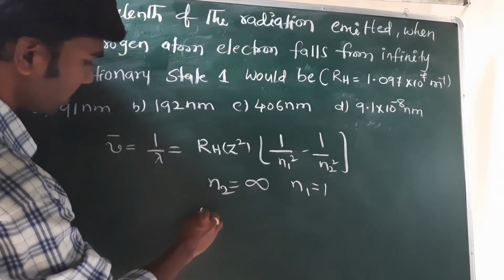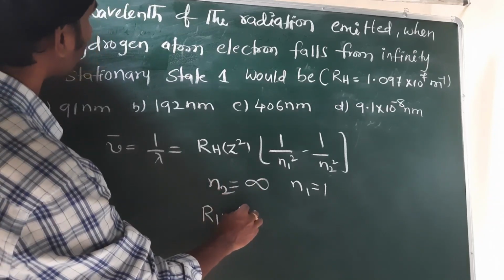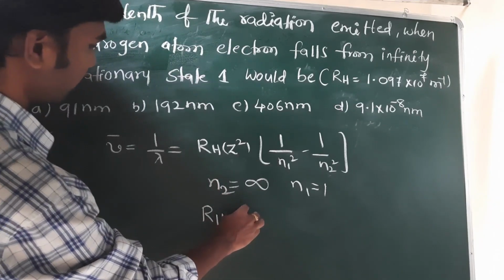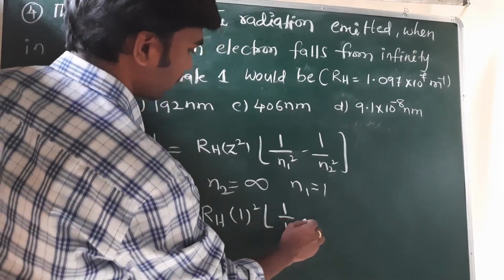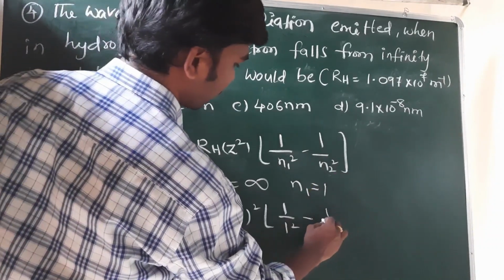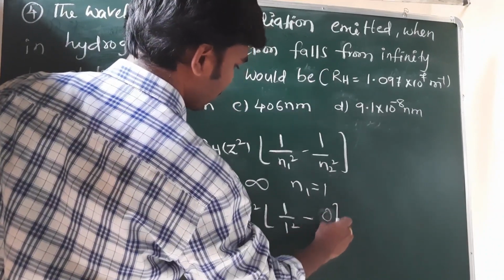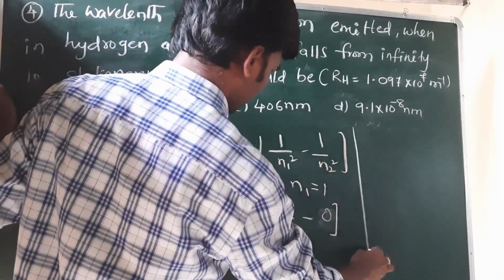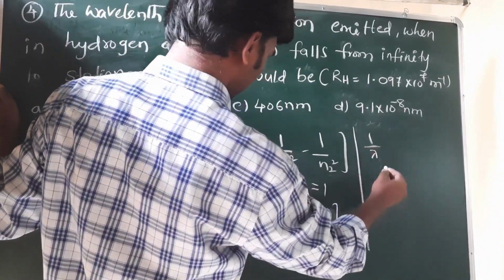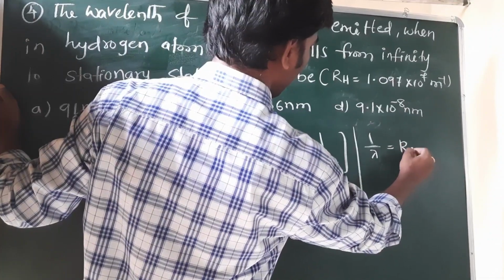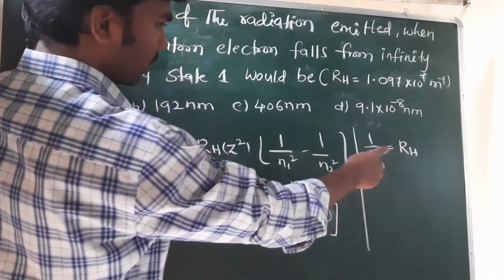So I am substituting here RH, and Z, the atomic number of hydrogen, is 1. So 1 square into 1 by 1 square minus 1 by infinite square; 1 by infinite means 0 will come. So this value will be 0. So after this, 1 by lambda is equal to RH into 1, so 1 by lambda is equal to RH will come.